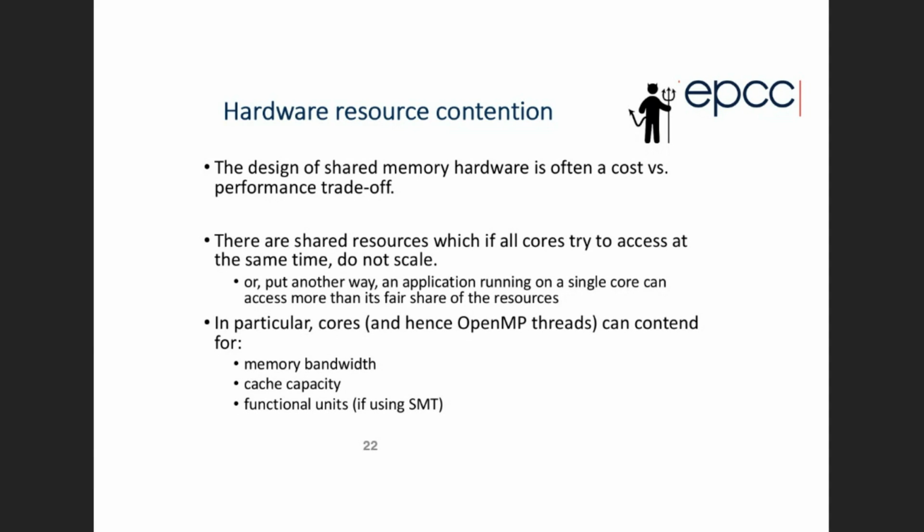An application running on a single core is able to access more than its fair share of the resources. So when you increase the number of threads, increase the number of cores being used, access to those resources has to be shared out in some way. The main ones you have to think about are that cores, and therefore the threads running on them, will contend for memory bandwidth. They will contend for cache capacity and potentially also for the functional units, the arithmetic units and floating point units, if using simultaneous multi-threading. If multiple hardware threads are active, they are sharing the functional units on the core.